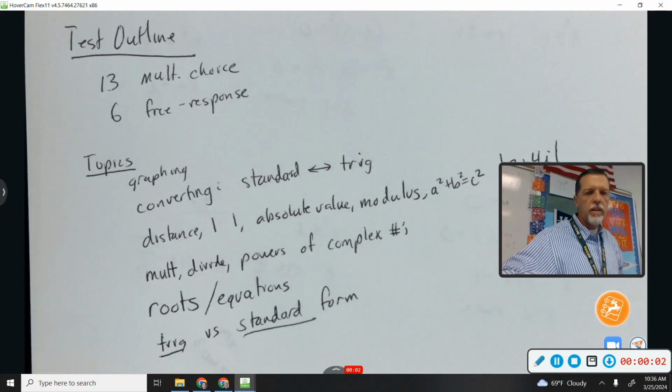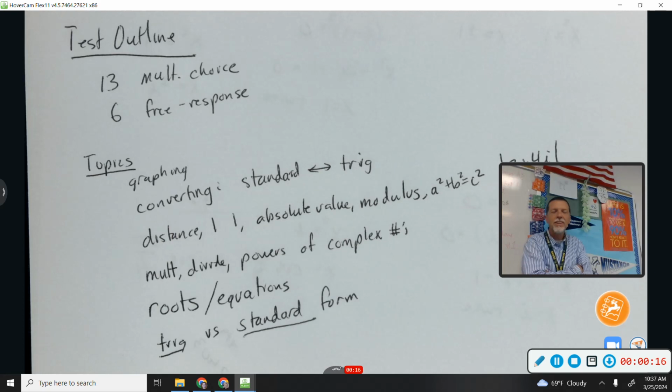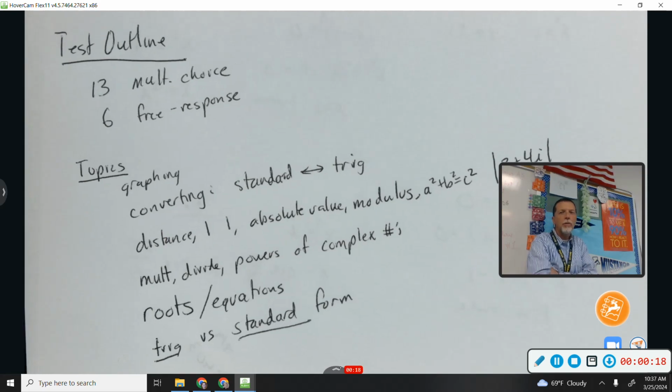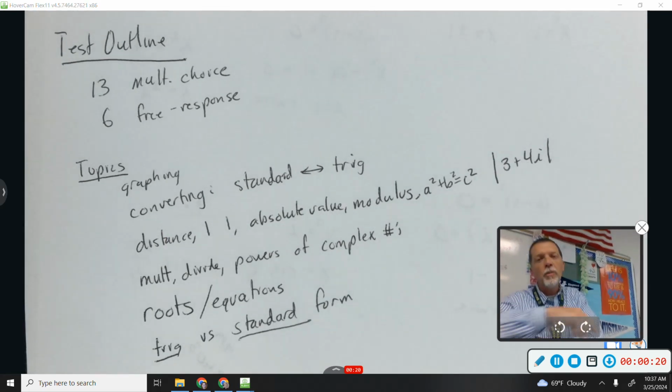So, test outline: 13 multiple choice, 6 free response. Not a lot of questions because it's not a block day, and some of these take a while to do, all the conversions, and then you get 6 answers and you've got to convert them back to rectangular. So we wanted to make sure you had enough time. The drawback is they're worth a lot, but I think it's a worthwhile trade to make sure you have time to do them.